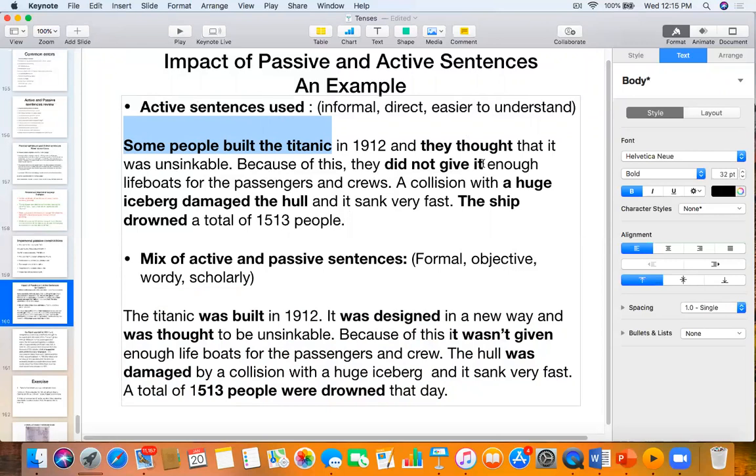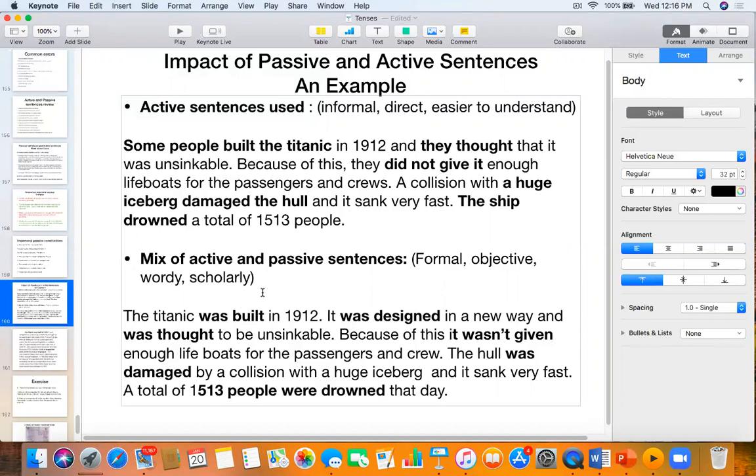See, "some people built" is active, and "they thought" is active. "Because of this, they did not give it enough" is active. "A huge iceberg damaged the hull" is active, and "it sank very fast." The ship drowned a total of 1,530 people. So clearly, they are all active sentences. Did you understand this? Yes. All right. It's because active sentences are very easy to understand. Sentences are shorter. So that's why it's easier to understand.